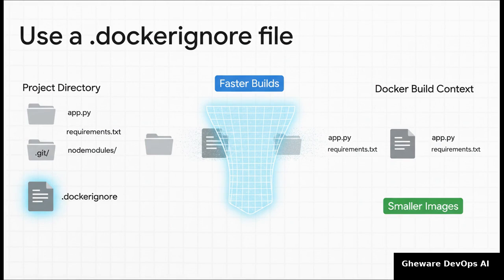Okay, here's a pro tip that'll save you so much time and make your images way better. Use a .dockerignore file. It works exactly like a .gitignore file. You just list out all the stuff you don't want to include in your image, like your .git folder or secret .env files. This means faster builds, smaller images, and much better security. Trust me, just do it.